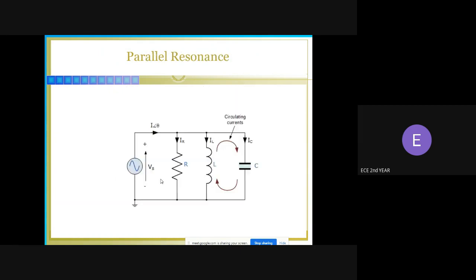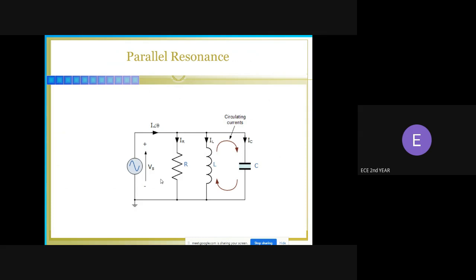Okay. So next we are going to discuss parallel resonance. What is parallel resonance? Before that, we know what resonance is. Till now we discussed resonance in a series RLC circuit. Now the same definition of resonance, we are discussing in a parallel circuit. So how will the parallel circuit perform at the time of resonance.